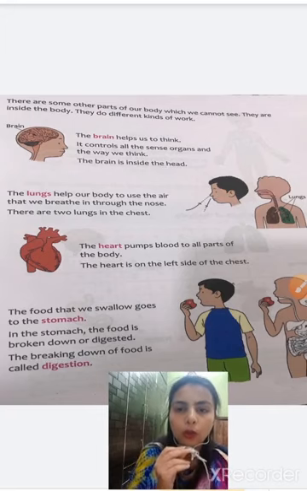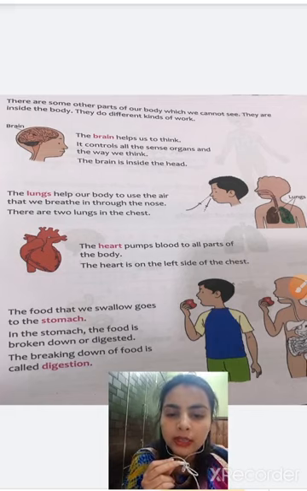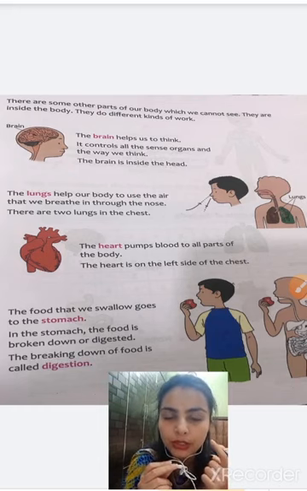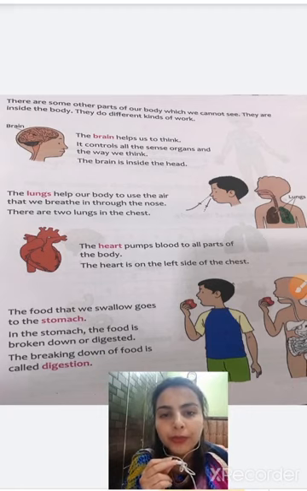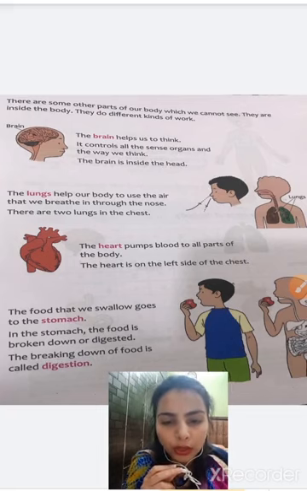See here now, what is written? We have different types of body parts, and there are some body parts which we cannot see with our eyes. So these body parts are called the internal organs. These body parts are inside our body, and every internal organ performs a different function.